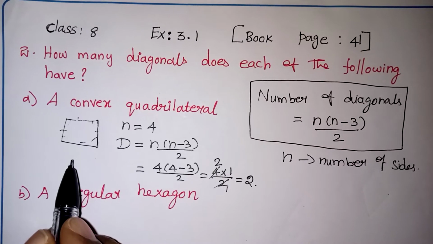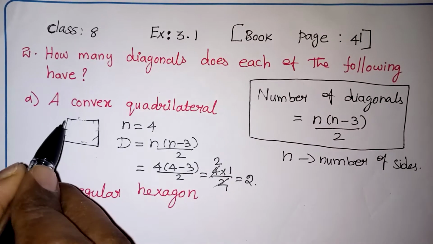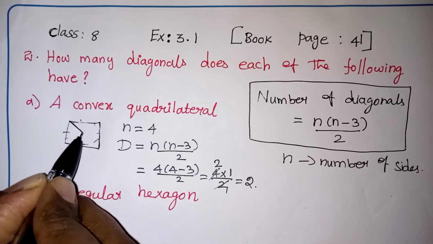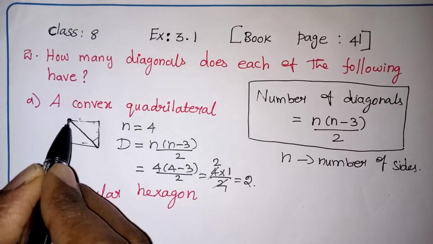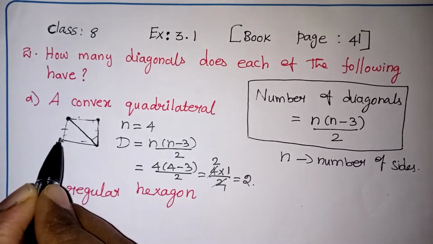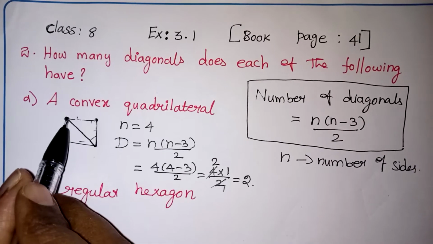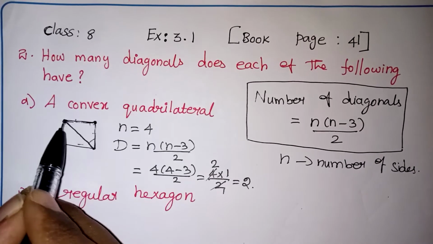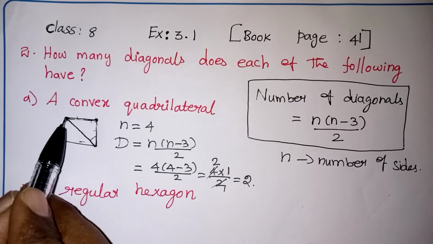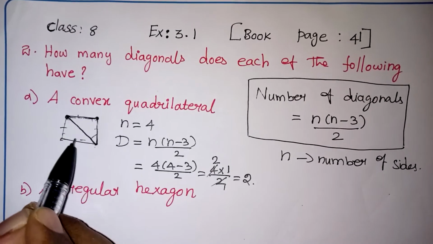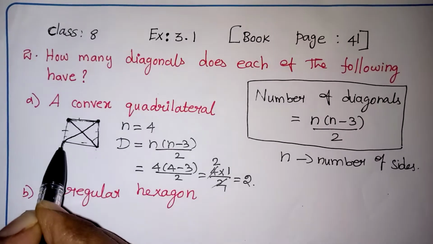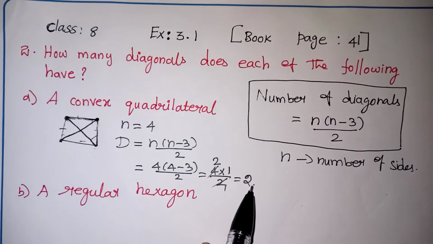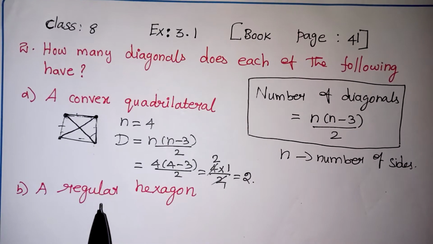Only 2. A diagonal is nothing but the line joining two non-consecutive vertices. So we have 4 vertices in this diagram. These two vertices are consecutive, that means continuous vertices. Continuous vertices joined will be called a side. When we join non-consecutive vertices, that will be called a diagonal. So how many diagonals does it have? 2. That's why we are getting 2 here. We'll move on to the next problem now.